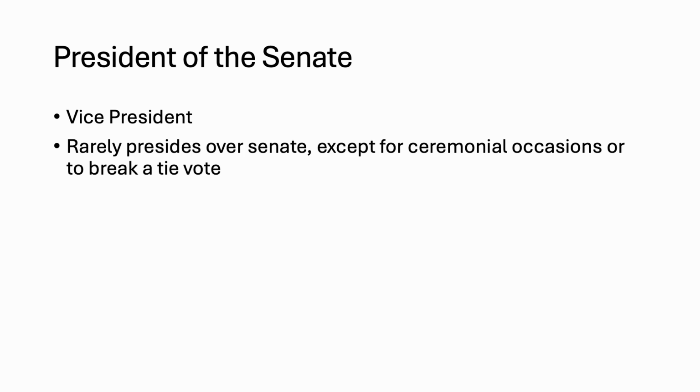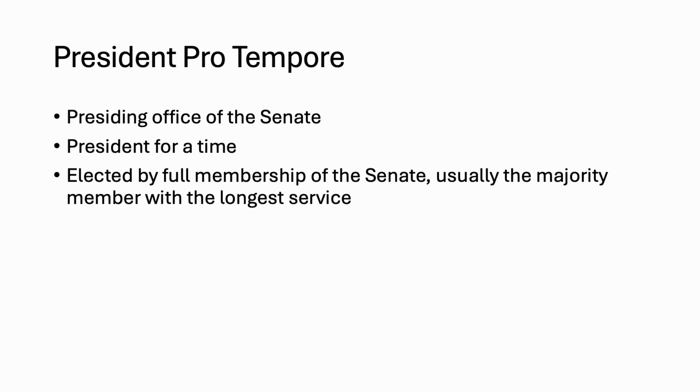President of the Senate. The Vice President. They rarely preside over the Senate except for ceremonial occasions or to break a tie vote. President pro tempore. Presiding officer of the Senate. President for a time is the meaning. Elected by full membership of the Senate, usually the majority member with the longest service.